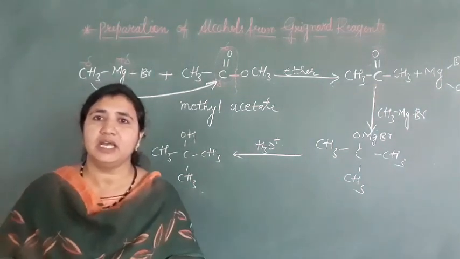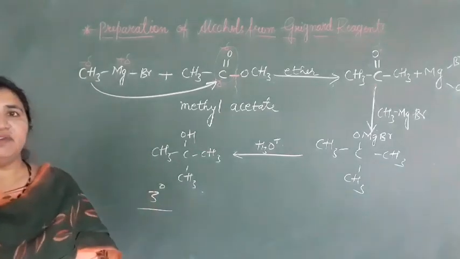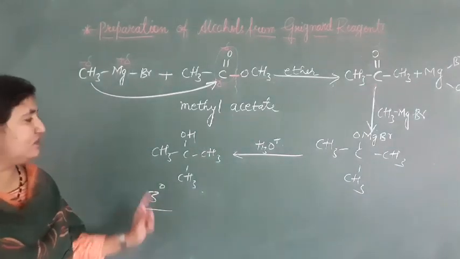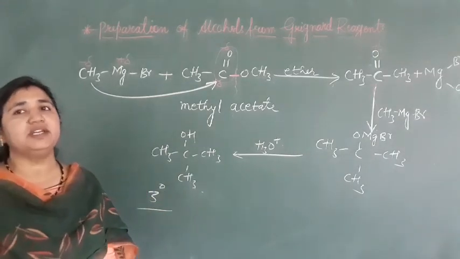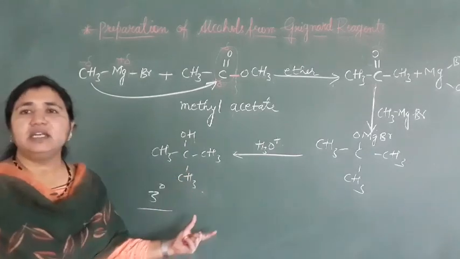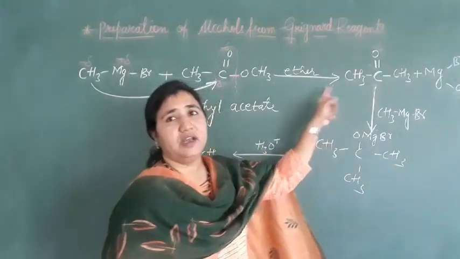What will we get here? Tertiary alcohol. So when Grignard reagent reacts with ester, it gives tertiary alcohol, but we need 2 molecules of Grignard reagent. Then we will get a tertiary alcohol. In the first step, we will get acetone here.